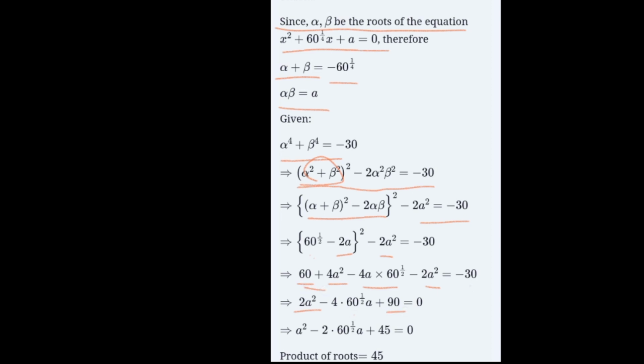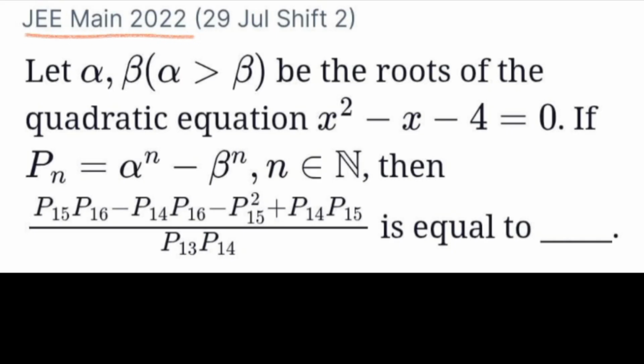Now 2a square, next 4a into 60 power 1 by 2 plus 90 is equal to 0. Now 2 is common, a square minus 2 into 60 power 1 by 2 into a plus 45 is equal to 0. This is the equation. Now product of roots equals to 45. The answer is 45.